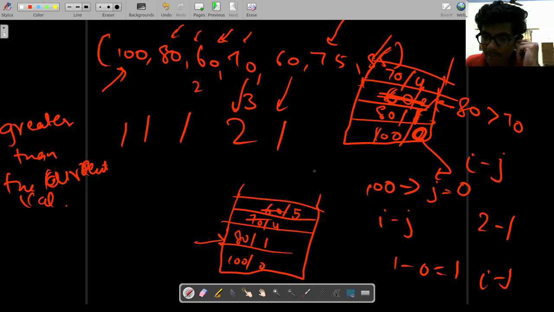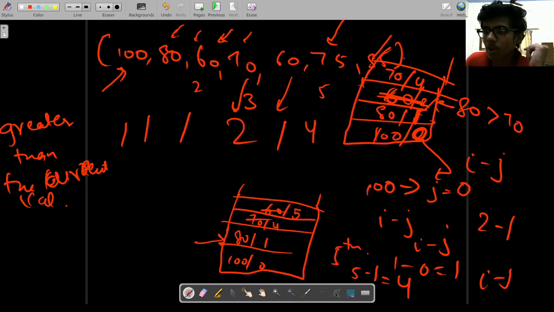Now I come over here. I see that my 75 is not greater than this. Okay, so what I will do? I will put I minus j. I is present at the 5th position, and my j is at 1. So I will be doing 5 minus 1, and it will come out to be 4. So it is 4. And when I come over to 85, what will happen?